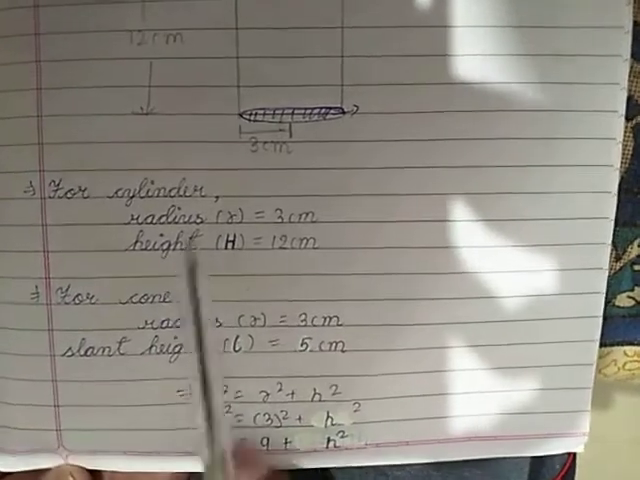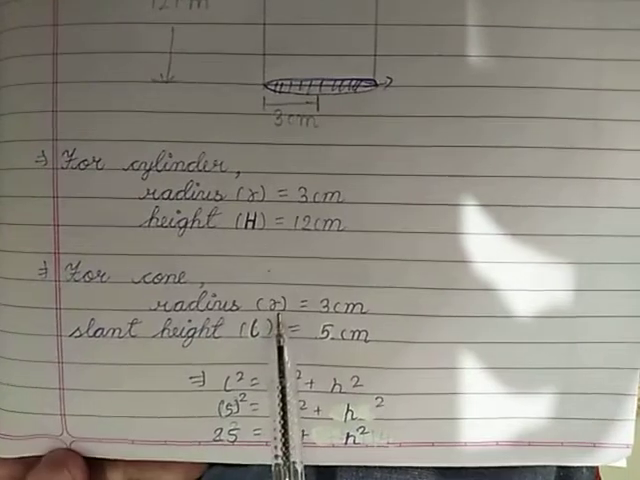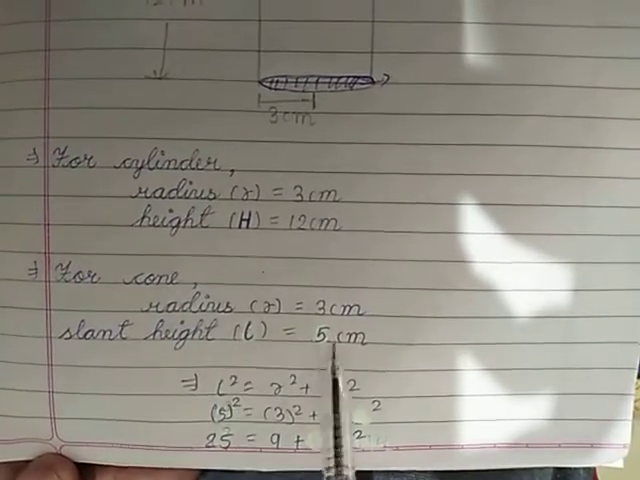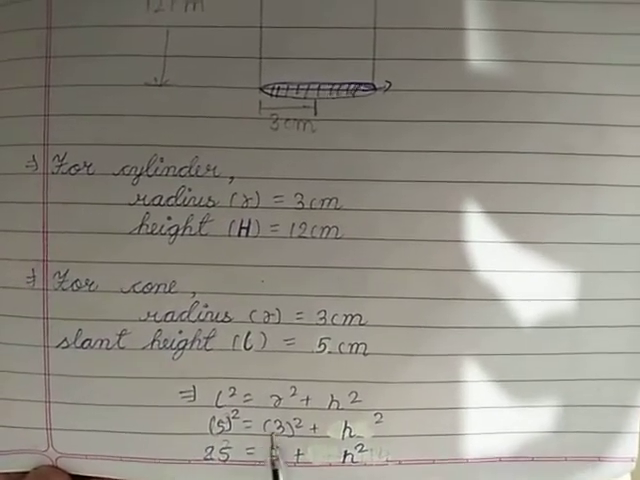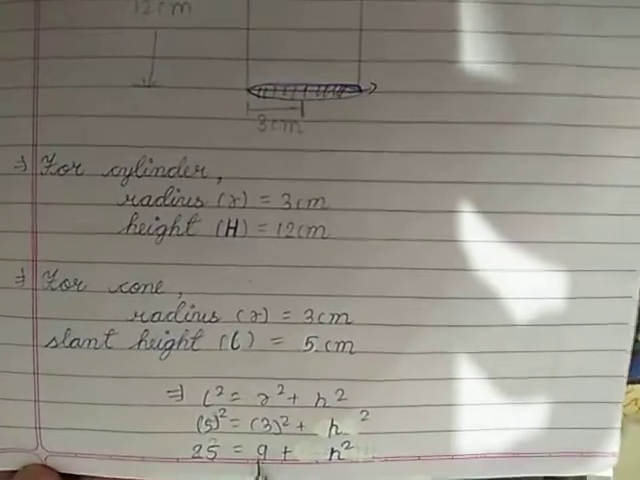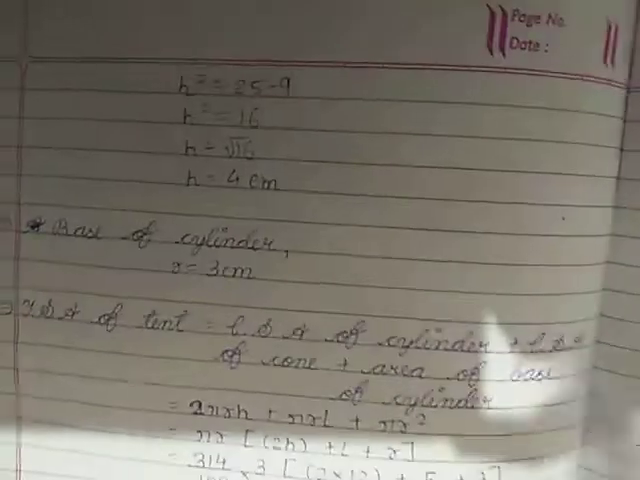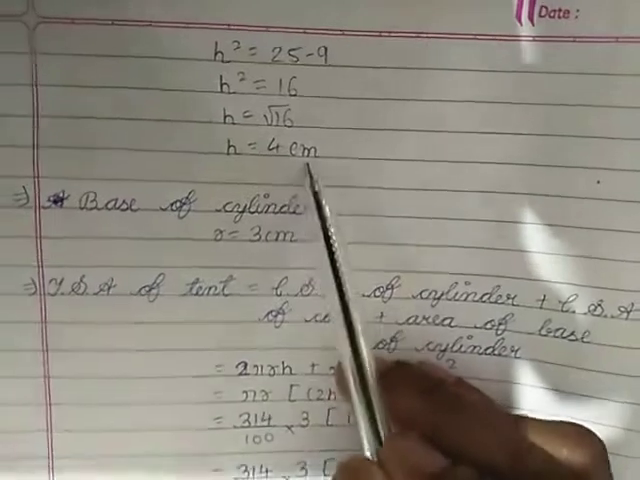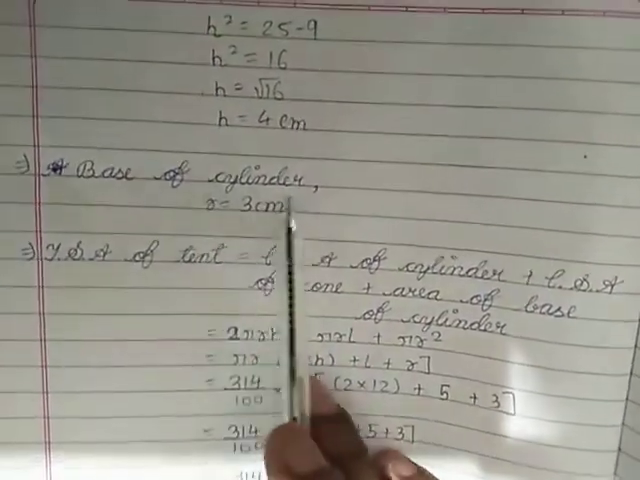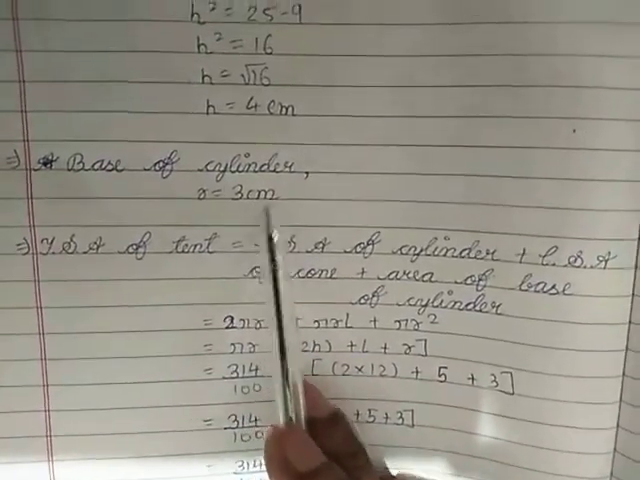So for the cylinder, radius r is 3 centimeter, height is different, so let's take cylinder height capital H as 12 centimeter. For the cone, radius r is equal to 3 centimeter, slant height is 5 centimeter, so we can find h from there. 5 square is equal to 3 square plus h square. So 25 minus 9 is equal to h square, that is 16. So h is equal to 4 centimeter. The base of the cylinder has a radius of the same, 3 centimeter.